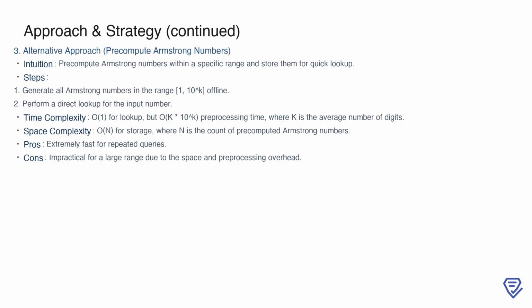This results in an extremely fast lookup time of O(1), but the pre-processing step is computationally expensive, with a time complexity of k*10^k, where k represents the average number of digits. Additionally, the space complexity is significant, as we need storage proportional to the number of pre-computed Armstrong numbers. While this method is ideal for scenarios with repeated queries within a fixed range, it becomes impractical for larger ranges due to the high pre-processing and memory overhead. Therefore, it is best suited for specialized use cases where these trade-offs are acceptable.